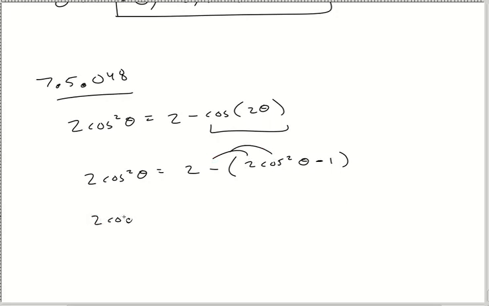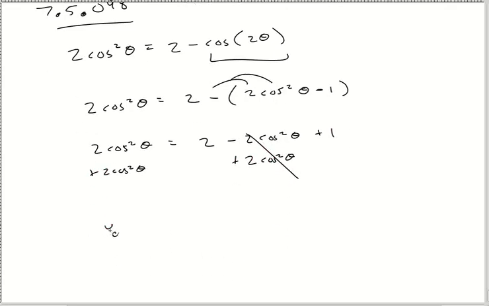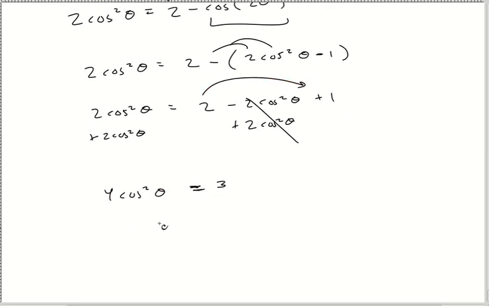Distribute. Two negatives make a positive. Do not cancel these two guys. No, no, no. They actually combine when you add them to the same side to make a 4 cosine squared. And then 2 plus 1 is, well, a 3. So that's kind of different. Divide by the 4, of course.